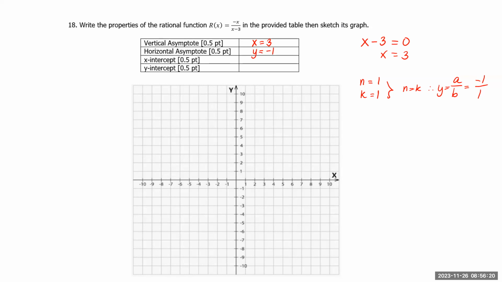For the x-intercept, get the numerator, equate it to 0. So x equals 0, or this is (0, 0). Y-intercept, so get r of 0. Replace all x with 0. Okay? So we have here 0 divided by negative 3, that is 0.